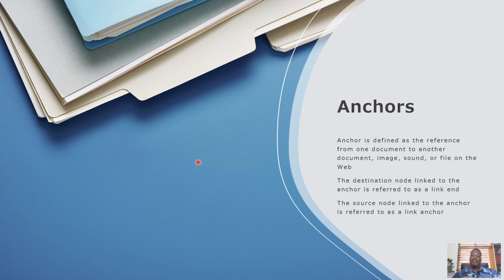So the destination node linked to the anchor is referred to as the link end. The destination node is the node that ends it. When you click on an anchor tag or link, where it takes you to is what we call the link end. The source node linked to the anchor is referred to as the link anchor. So that is the link that you click on. In our case, when you click on chapter 1, chapter 1 is the link anchor, and the page where chapter 1 is, that is the link end. That is the destination node.